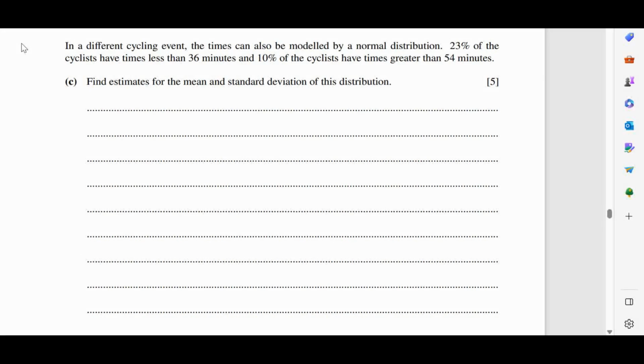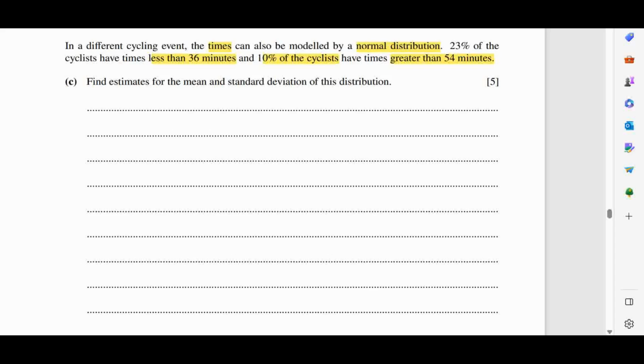Now let's see part C: in a different cycle event, the times can also be modeled by a normal distribution. It means that the random variable is the time, x. 23% of the cyclists have time less than 36 minutes, and 10% of the cyclists have greater than 54 minutes. Find estimates for the mean and standard deviation of the distribution.